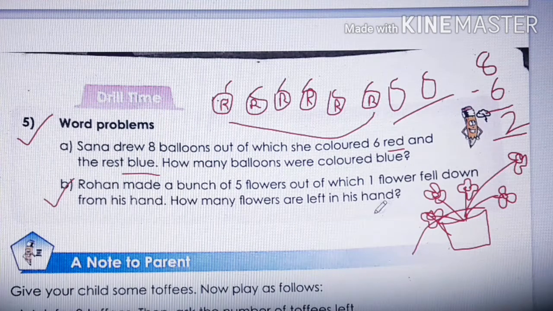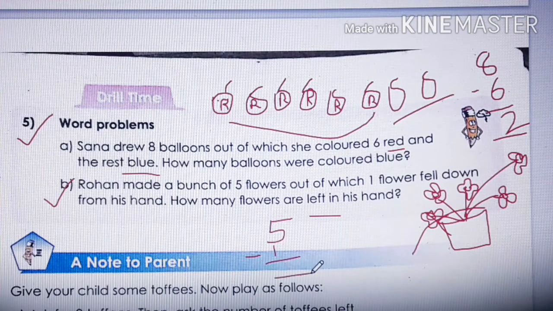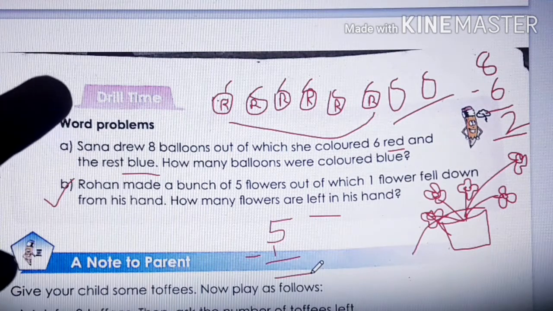What we are going to do, when the word "left" is there, we are going to subtract from the total the number of flowers removed. That is, total how many flowers are there? 5. And how many flowers were removed from the bunch? 1 flower. So you subtract, children. Keep 5 in your mind. Open one finger. Do backward counting.